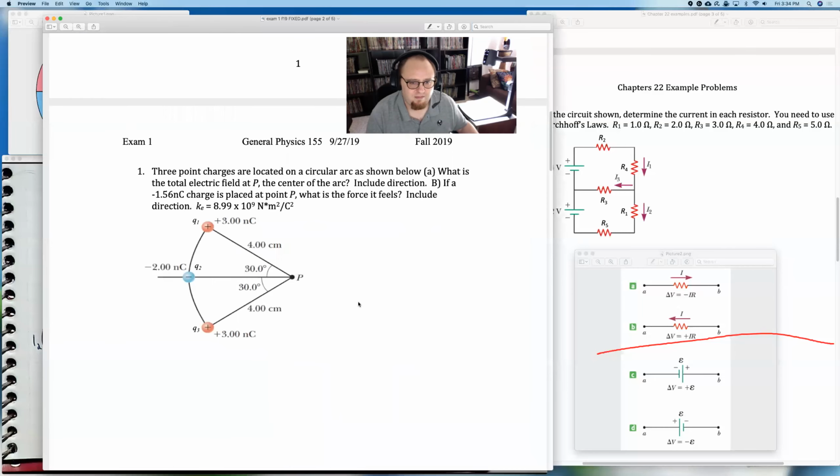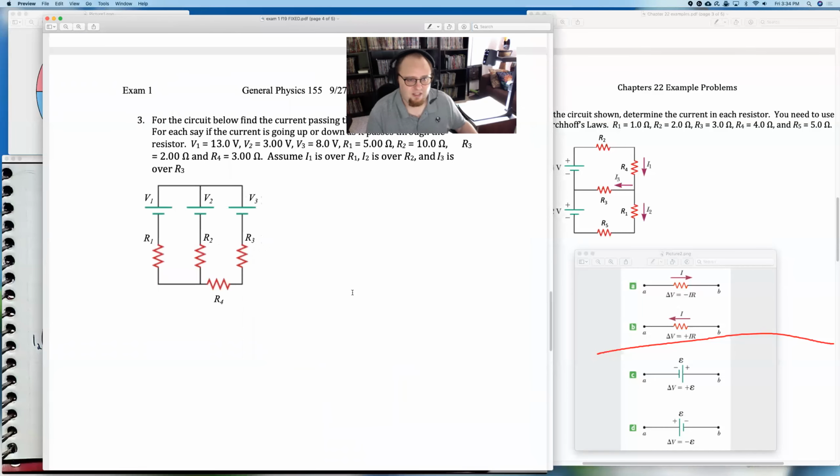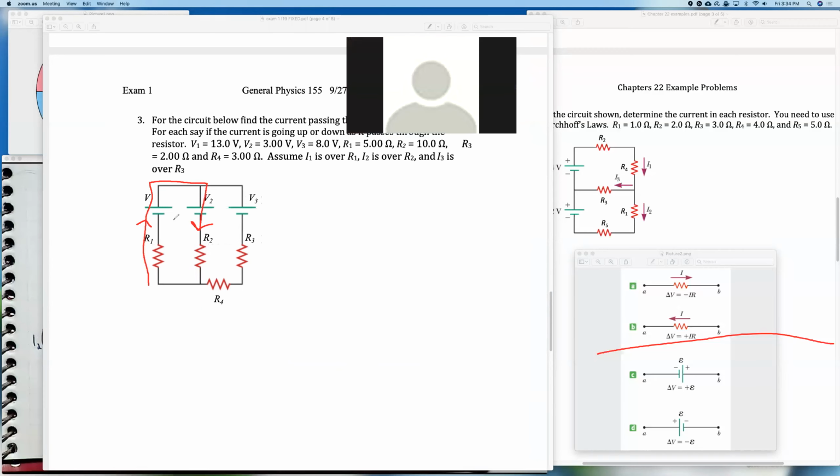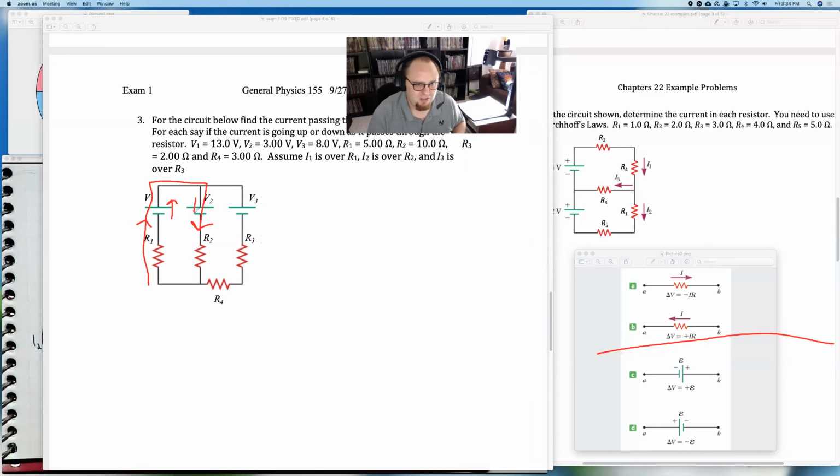So like this one, when you do the loops, the loops at some point are going to have you go the wrong way on a battery, no matter what, because they were all parallel pointing like this. And so going this way, I'd say plus V1, and going this way, I would say minus V2, and so on. I will be solving this problem in class before the exam.